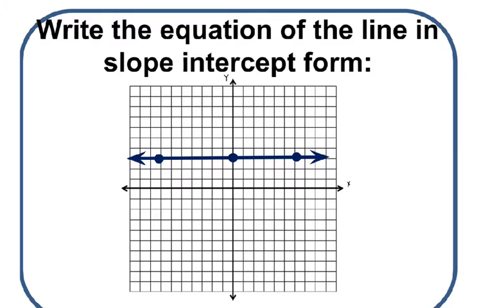Okay, so taking a look at this line, my slope is 0. Okay, remember when we have that horizontal line, that's a 0 slope. My y-intercept is right here at 1, 2, 3. So if I were to set this equation up, I'd get y equals 0x plus 3, but 0 times anything is 0, so this really just becomes y equals 3.